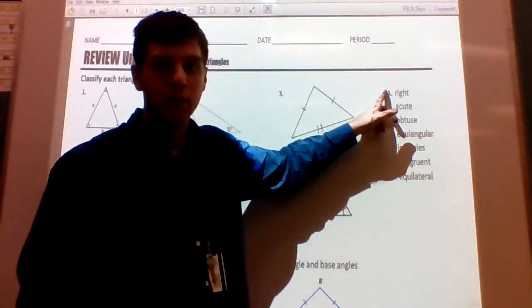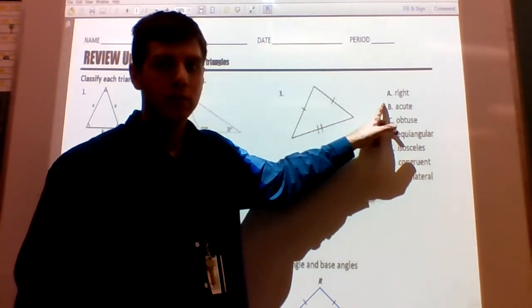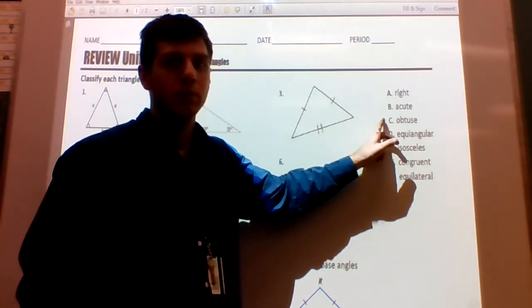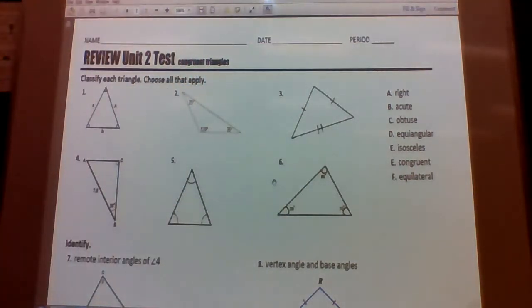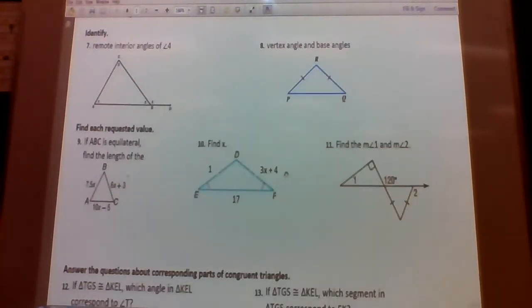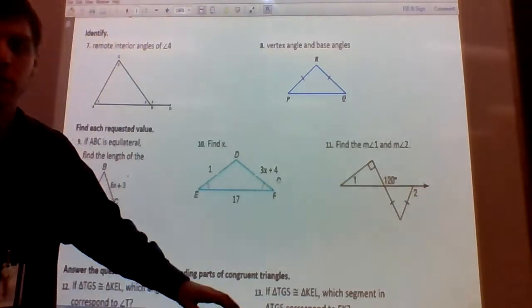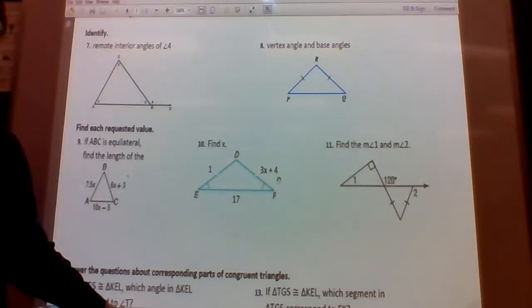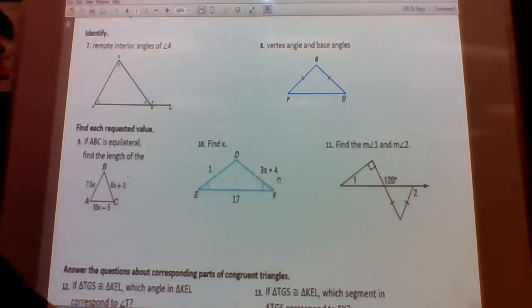So if we have a right angle, it's a right triangle. If we have three acute angles, it's an acute triangle. If we only have two acute angles and one obtuse angle, it's going to be an obtuse triangle. So you just need one obtuse angle to make it an obtuse triangle. A triangle can't have two obtuse angles because an obtuse angle is greater than 90. So a triangle with two angles greater than 90 would have an angle sum of more than 180. So you can't have two obtuse angles, just like you can't have two right angles, because then the measure of the third angle would be 0.